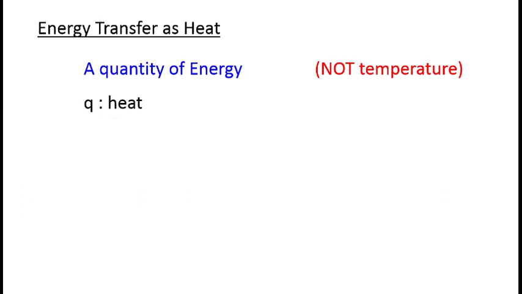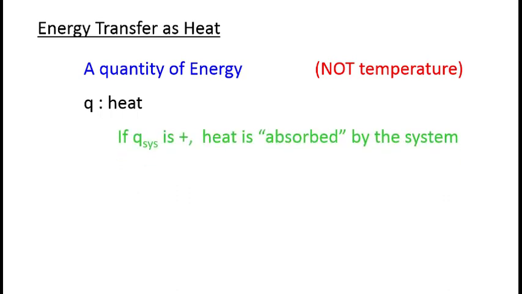Heat is given the symbol Q. Unfortunately, we used lowercase q before for charge in Coulomb's law, but in thermodynamics, Q is heat. The sign of the value of Q indicates in which direction heat is transferring. If Q for the system is positive, we say that heat is being absorbed by the system.